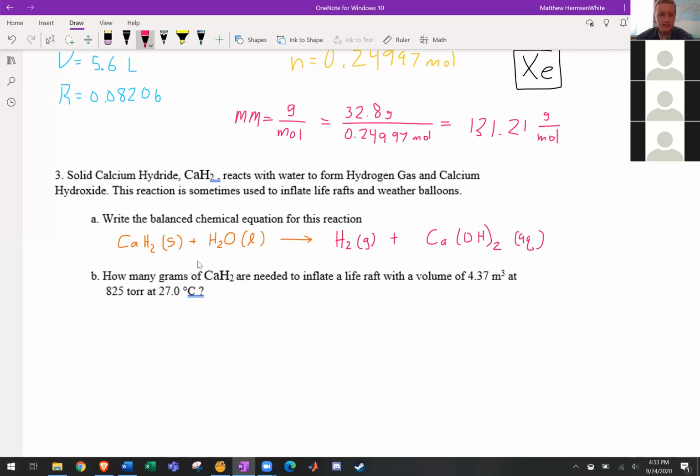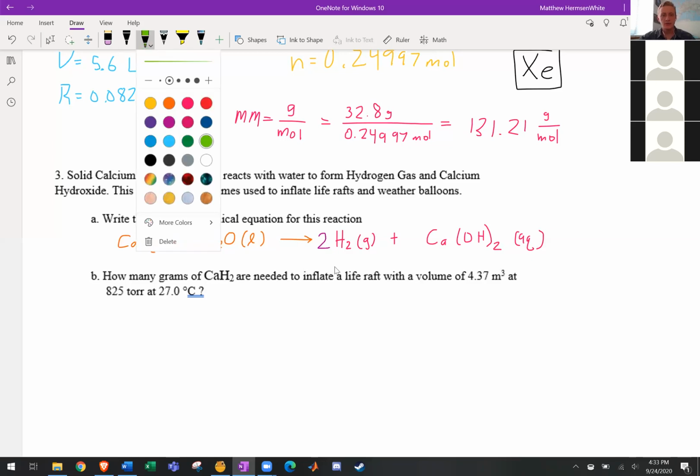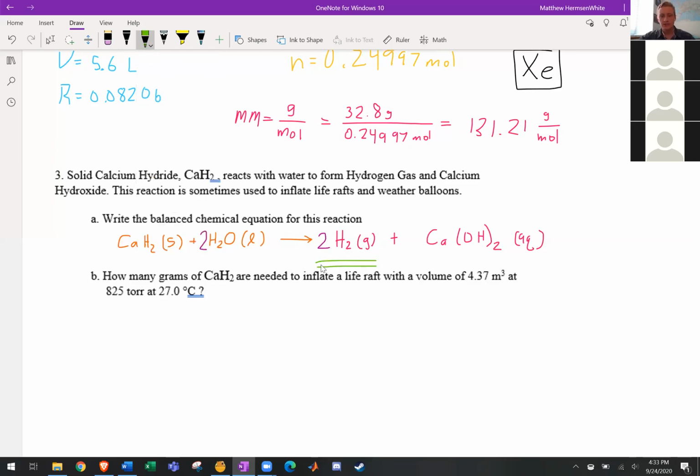Now, to balance this, we're going to need a 2 in front of the water. Let me do this in another color here. We need a 2 in front of the water and a 2 in front of the hydrogens. So here we have our chemical equation. We have solid calcium hydride mixing with water, and it's going to produce hydrogen gas and calcium hydroxide. Now, the information that we're really interested in is this hydrogen gas. Why are we specifically interested in this hydrogen gas, and why do we not really care about this one?